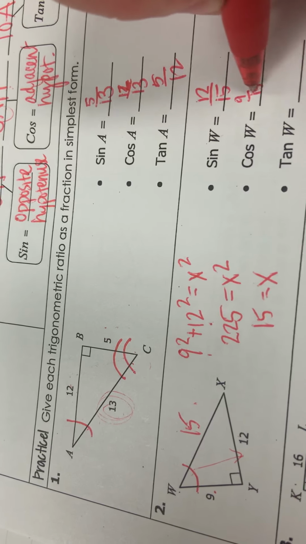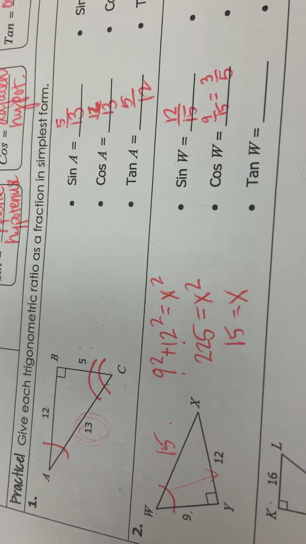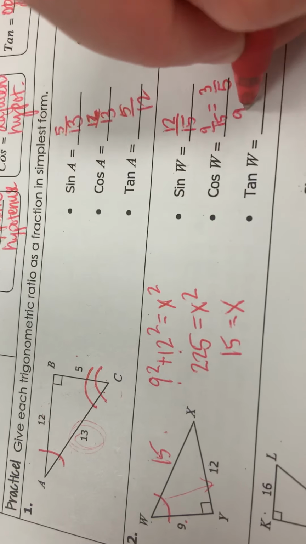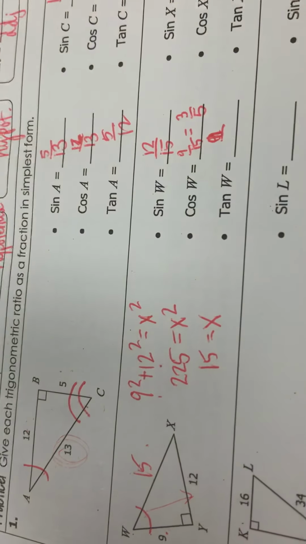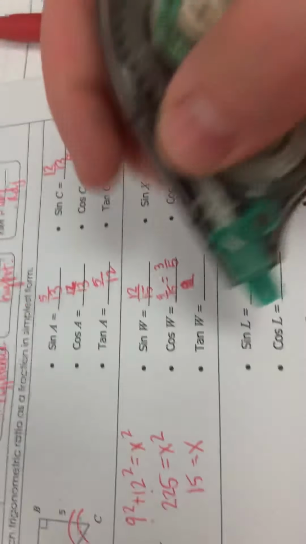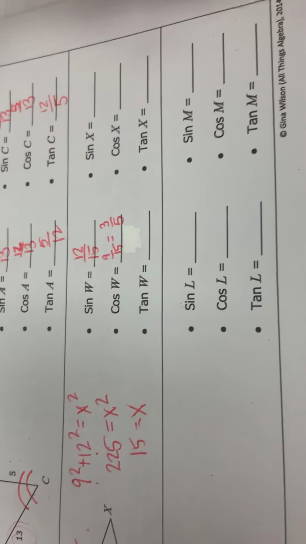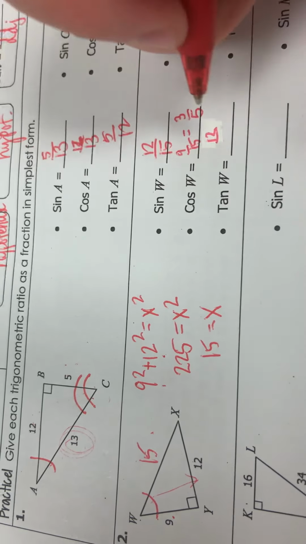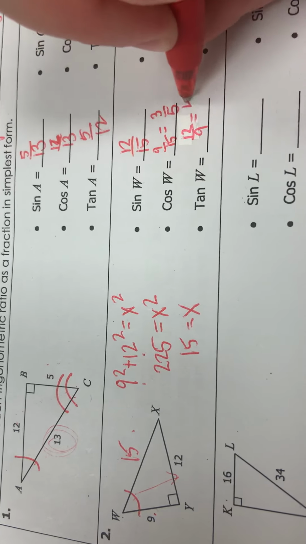Cosine would be adjacent over hypotenuse, or 9 over 15. And we can simplify that by dividing the top and the bottom by 3. So it's 3 over 5. And tangent of W is adjacent, which is 9, over hypotenuse, which is 15. I should try that again. I'm sorry. Let me erase that. Tangent is opposite over adjacent. I just chose the wrong one. So opposite of W is 12. Adjacent is 9. And once again, they are both divisible by 3. So you're going to get 4 over 3.